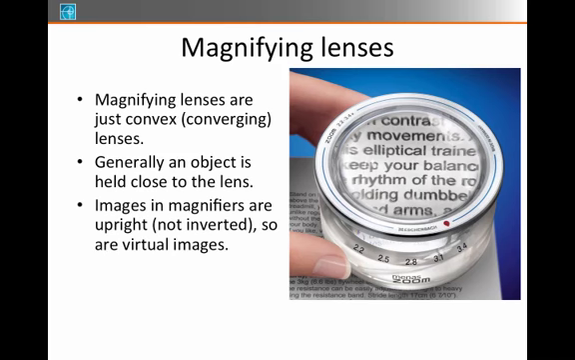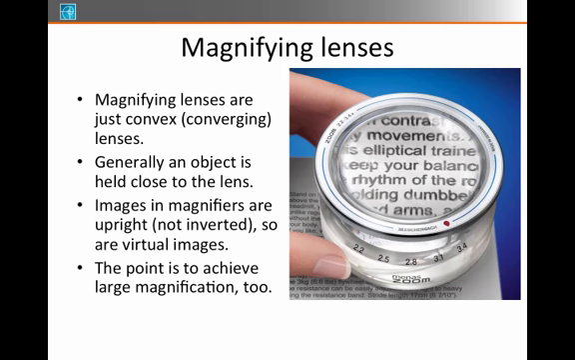Images in magnifiers are upright or not inverted, and so that tips us off right away that in terms of the physics of this, these are virtual images. We generally want with a magnifier for the image to be upright because we're using them for reading or for studying an object for which an inverted orientation would be confusing. And of course, the point of the magnifier is to achieve a large magnification, to make the thing look bigger. So if you can't read the fine print, you use a magnifier to make the print look larger.